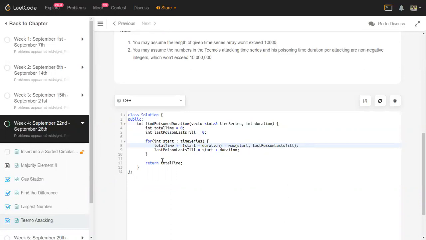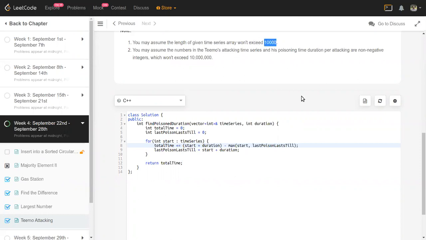And now I'm going to update that last poison, last till time, which is going to be the ending of the current duration, so which is start plus duration. And that way I'm going to go through each of them. So finally, total time is going to be the answer, right? Look at this. It's so simple and also probably the most optimal solution because it just runs for the number of time intervals we have, and that is kind of the lower bound for this problem.